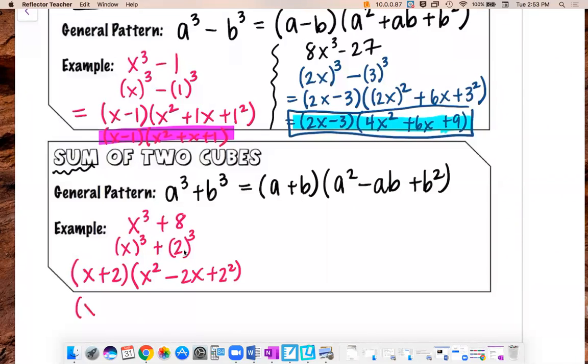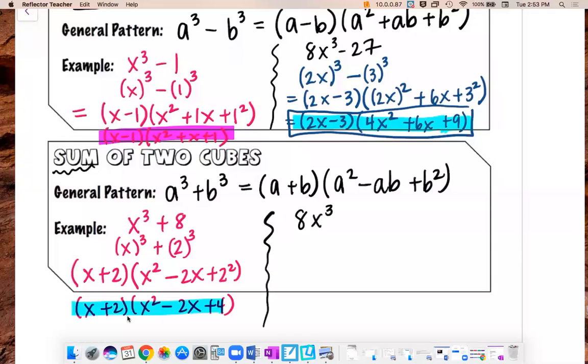And then we just rewrite. So x plus 2 times x squared minus 2x plus 4. And then that is going to be your final factor for that. And then again, you're going to have to take it and solve this last part using the quadratic formula, because that can't be factored anymore. Okay, let's do one last example, and that'll be it for this first video.